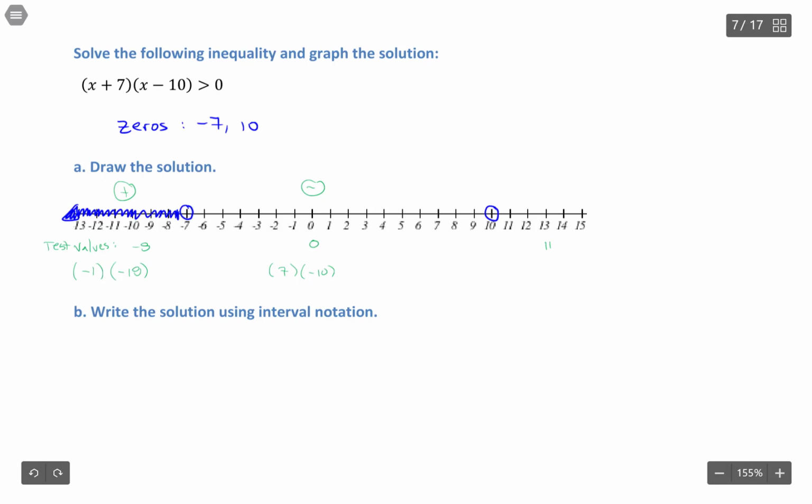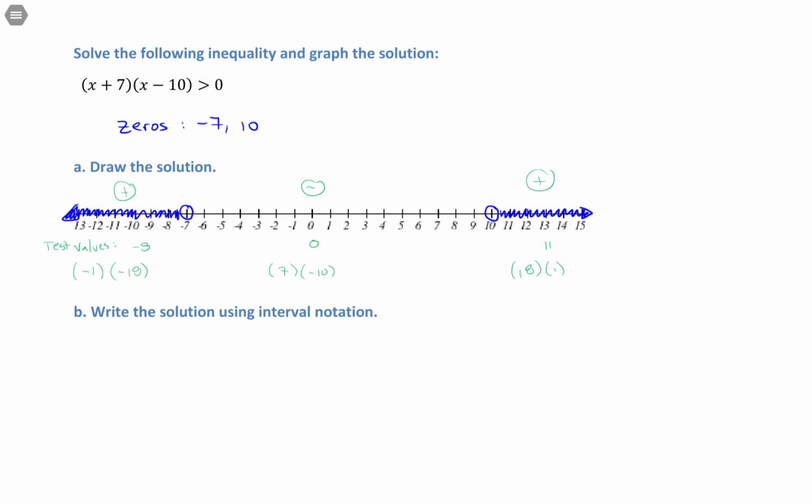Lastly, I'll choose 11. It's the smallest in this range. So 11 plus 7 would be 18. 11 minus 10 is 1. So 18 times 1 is a positive value. We are looking for positive values, so everything in this range is included as a solution.